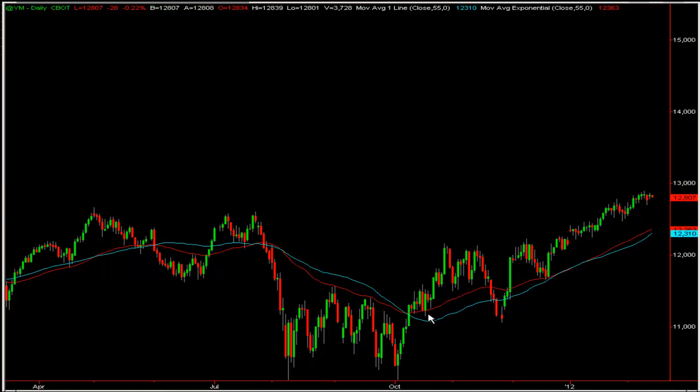The only difference being that the exponential moving average follows price a little bit more closely, and you can see that here the turns happen a bit more quickly than the simple moving average. These are both 55 moving averages. The simple moving average and the exponential are both 55. So you can see that again, the exponential responds a bit more quickly to price. So a lot of traders like to use the exponential moving averages for that reason.